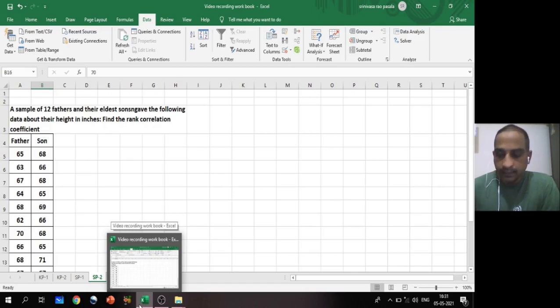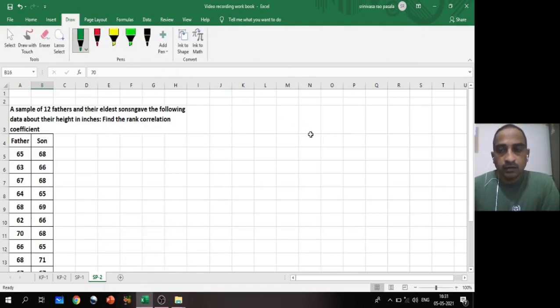So let me explain the meaning of correlation. Correlation means the relationship between the two variables. If the two variables are measurable or quantifiable or quantitative, then you can use Karl Pearson's method.